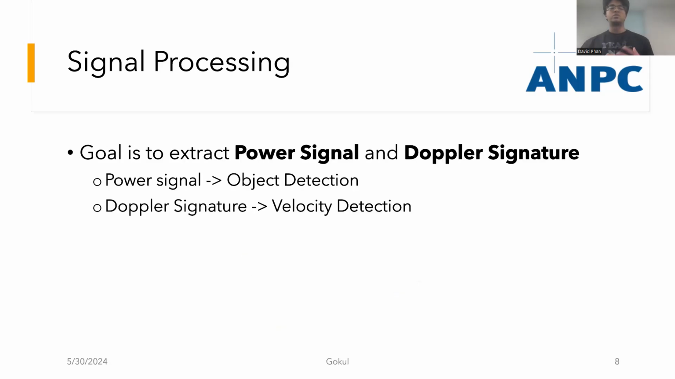Using these HackRFs, there are essentially two things that we're mainly trying to extract, which are the power signal and the Doppler signature. The power signal, especially the drop-off of it, is going to be how we detect objects. So when we see that power signal fall off a lot, we're going to know that there's an object there. And similarly with the Doppler signature, we're going to be using the frequency analysis of that to detect how quickly that object is moving, and also ideally be able to extract the angle and how far away it is.